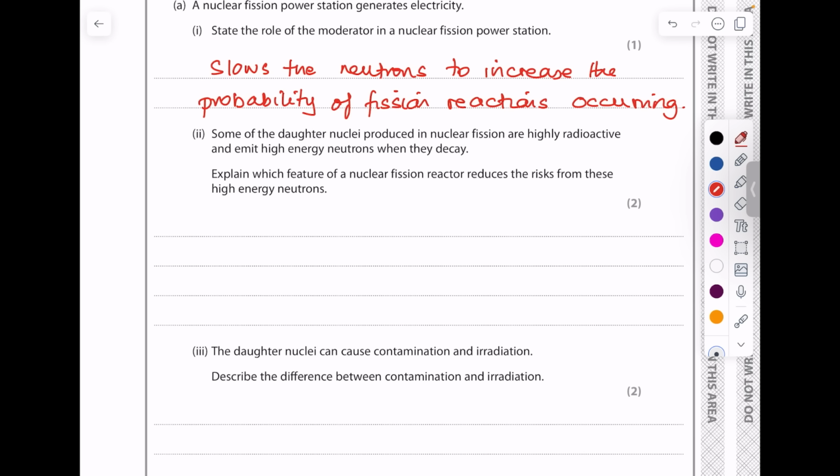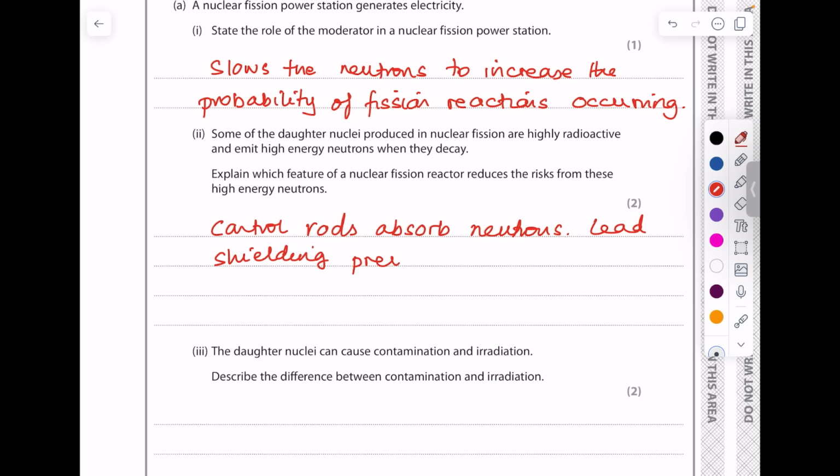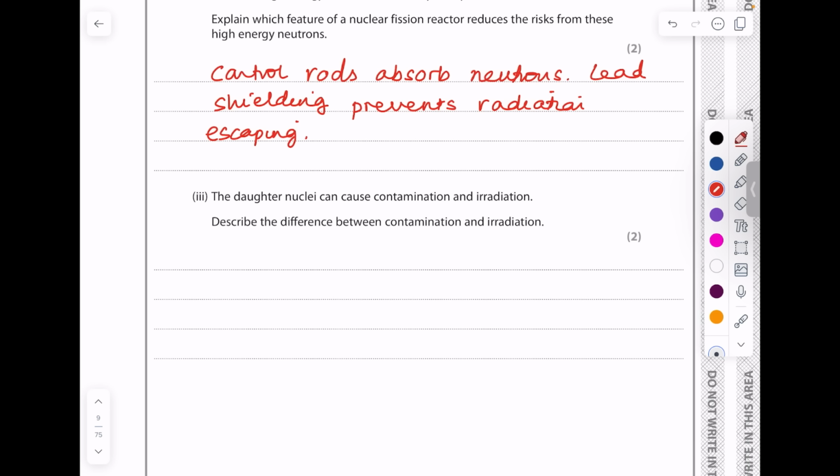Some of the daughter nuclei produced in nuclear fission are highly radioactive and emit high-energy neutrons when they decay. Explain which feature of a nuclear fission reactor reduces the risks from these high-energy neutrons. So we want to talk about the control rods absorb neutrons. Lead shielding prevents radiation escaping. Daughter nuclei can cause contamination and irradiation.